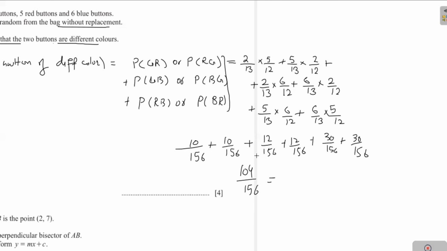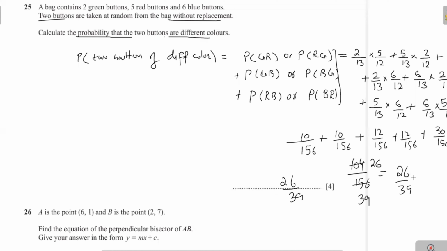Now this can be simplified. Dividing by 4: 4 times 26 is 104, and 4 times 39 is 156, giving 26 over 39. 13 times 2 is 26, 13 times 3 is 39. Therefore, 2 over 3 will be the answer.